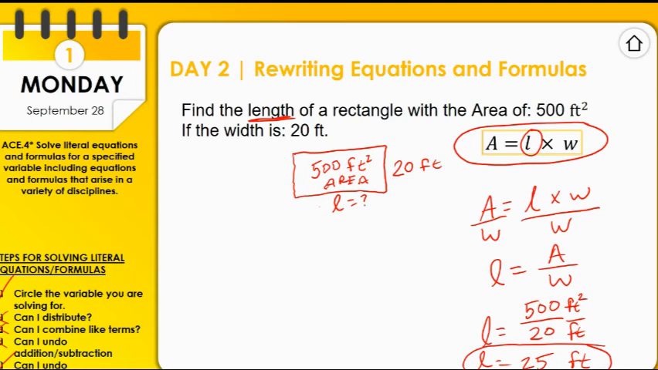The reason why we rearrange formulas or equations is exactly what I've just shown. When we're solving for a particular variable, if we are given two of the values and we need to find the third, we rewrite the equation so that the math is simply us plugging in a value in order to solve.